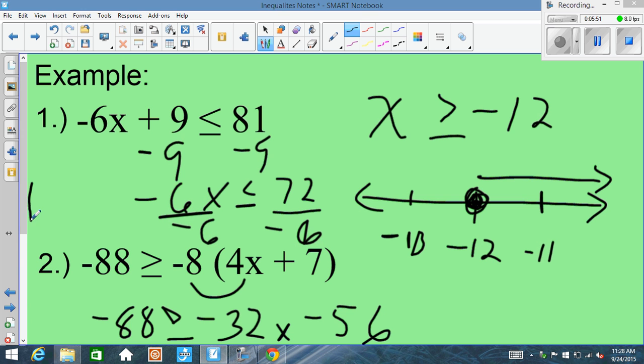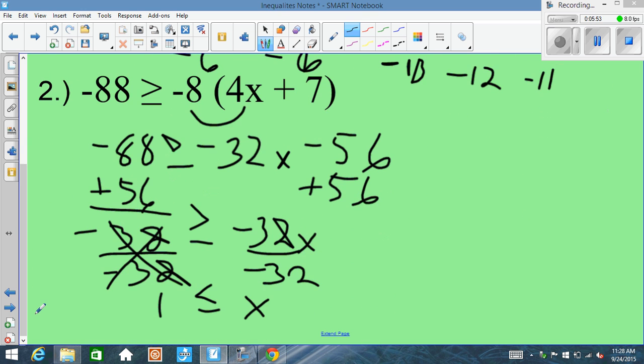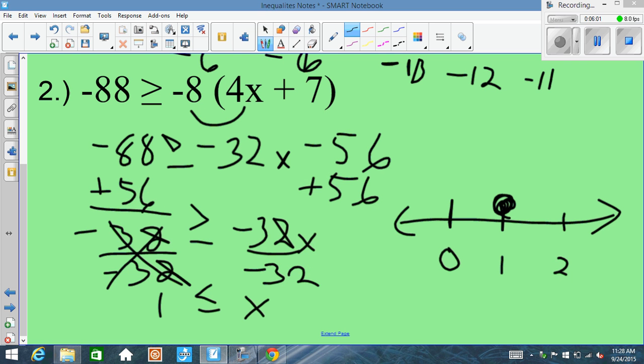For the other one, graphing it, there's our number line. Here's 1, here's 2, here's 0. Again, we would close the circle because it's closed, and x is bigger than that, so we would go to the right as well.